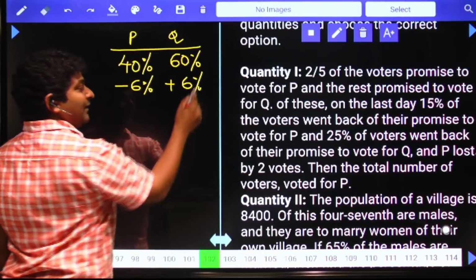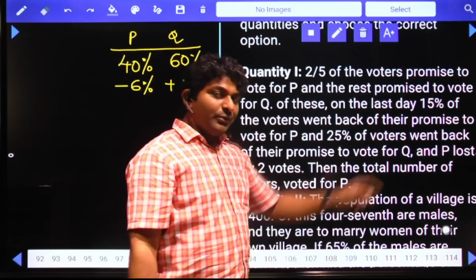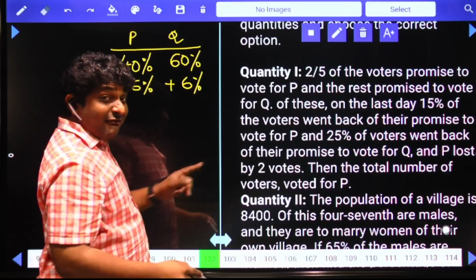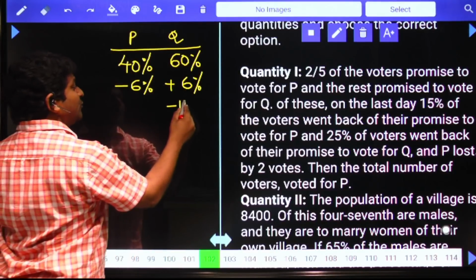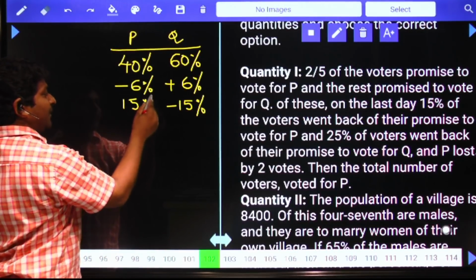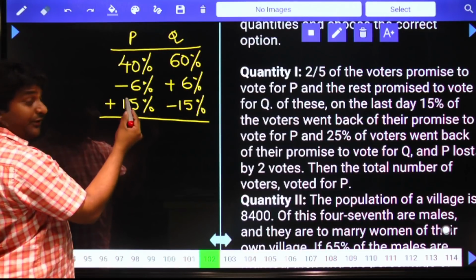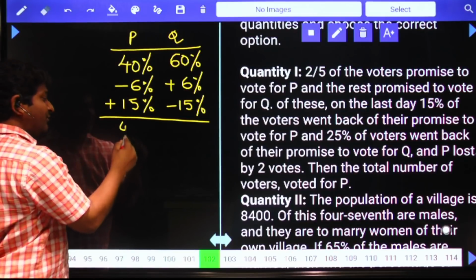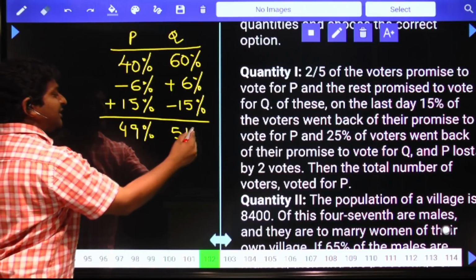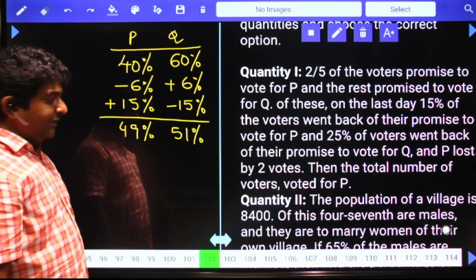And then 25 percent of voters went back on their promises to vote for Q. 25 percent of those who promised Q, which is equal to 15, went back on their promise, in the sense those 15 percent are not going to vote for Q, but they are going to vote for P. Now, how many people voted for P? 40 plus 15, 55. 55 minus 6, which is equal to 49. If 49 percent of the people have voted for P, then the remaining 51 percent will definitely vote for Q. You need not add all these values. Even if you add, you'll get the same, but you don't have to do it.